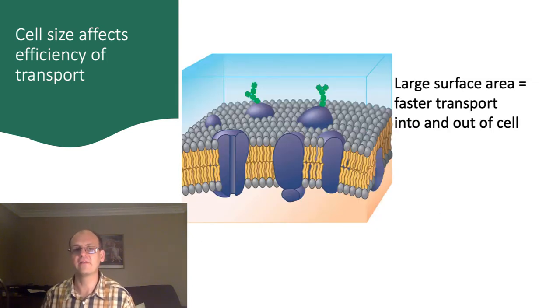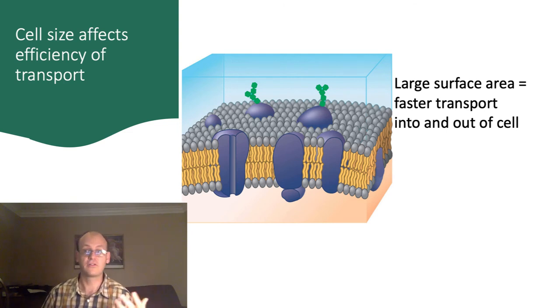Another factor is that the cell needs to move materials from one side of the cell membrane to the other, either into the cell or out of the cell. We'll look in more detail at how transport across the membrane works later. For now, however, suffice it to say that the larger the surface area of the membrane is, the more material can be moved across it.